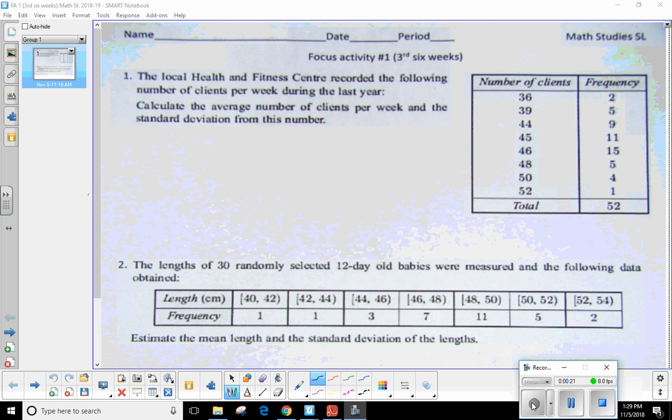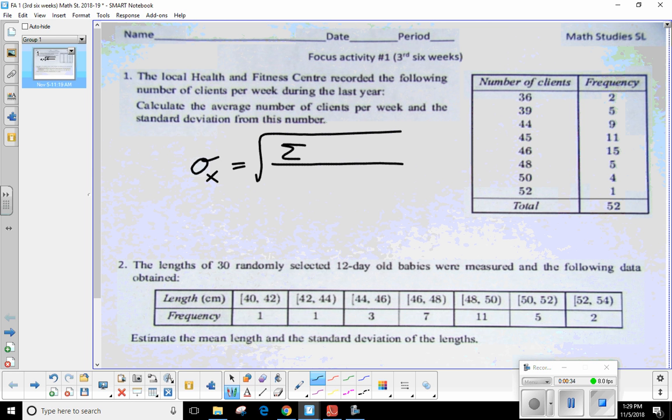Nope, it's been a while. Okay, so let's see here. Remember we used sigma sub x equals, it was below a big radical. We had to take a sum of some kind of difference. X minus... there you go. That's exactly right.